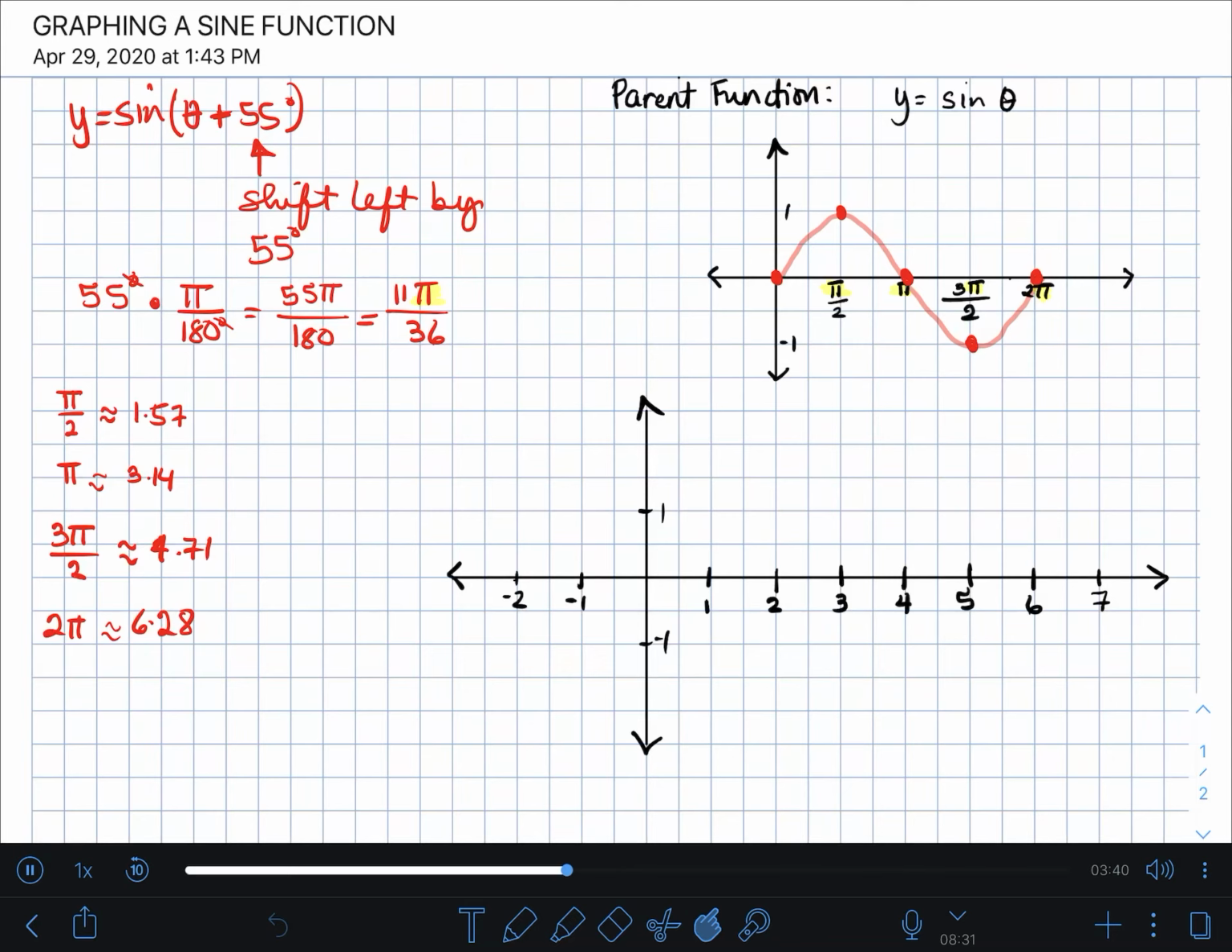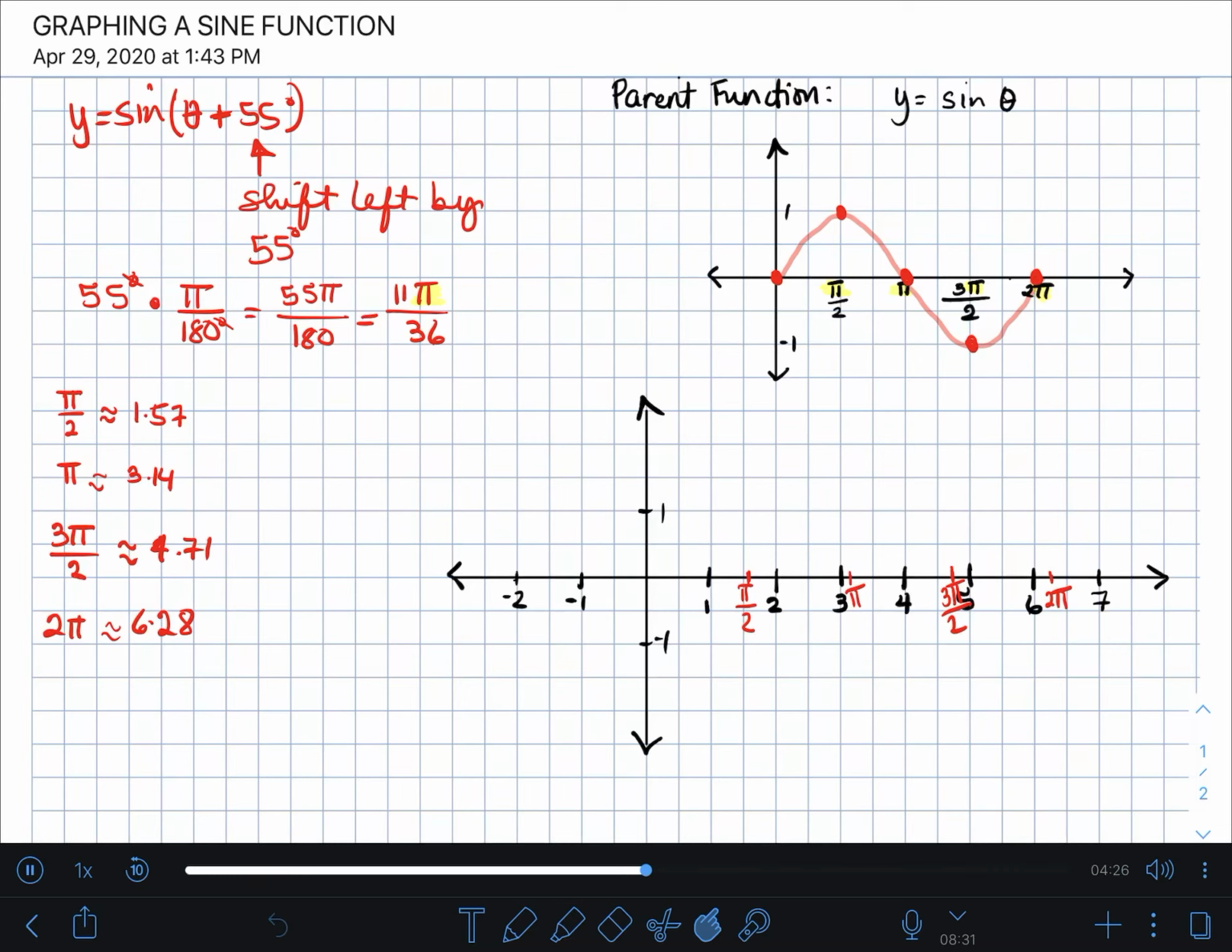Okay, now our first step before we can graph is we have to locate where pi over 2 is in our new coordinates. So pi over 2 is 1.57, so that's around here, pi over 2. And then 3.14 is somewhere here, so that's our pi. 3 pi over 2 is 4.71, so somewhere here, that is our 3 pi over 2. And our 2 pi is 6.28, so somewhere here is our 2 pi.